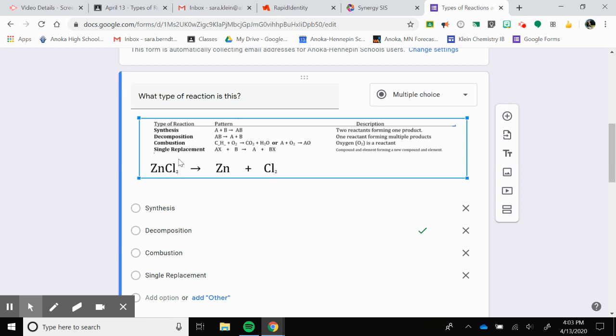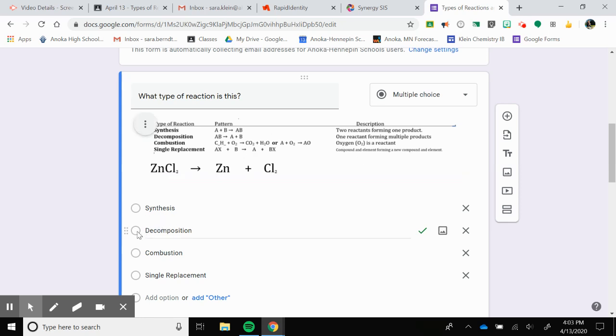But if I were to just keep going, combustion reactions always have oxygen as a reactant, right? And that's how the description is describing combustion. And single replacement is when you have a compound and an element. The order does not matter. You can have the element first and the compound second, and it's going to produce a compound and a single element. And so based off that, the descriptions and the patterns, we have a decomposition reaction.